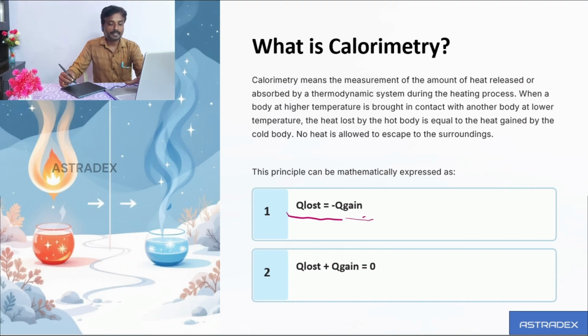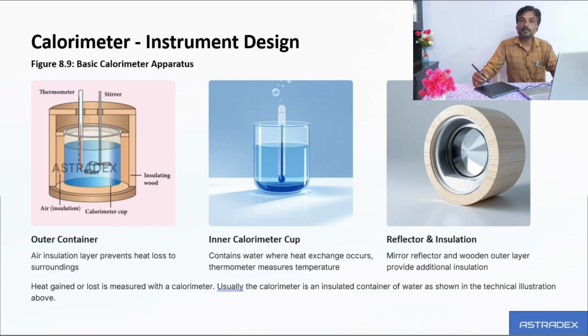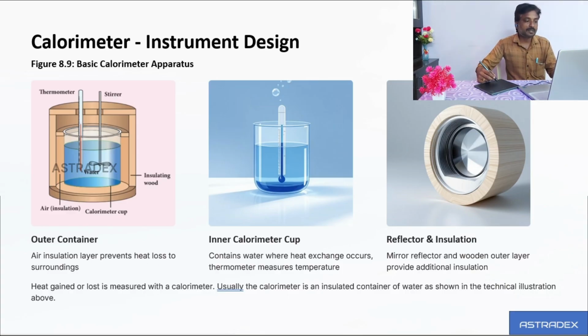The next one is the calorimeter instrumental design. Calorimetry is the measurement; the calorimeter is the instrument. The calorimeter actually consists of 3 main parts: one is the outer container, the inner calorimeter cup, and the reflector and insulation system.